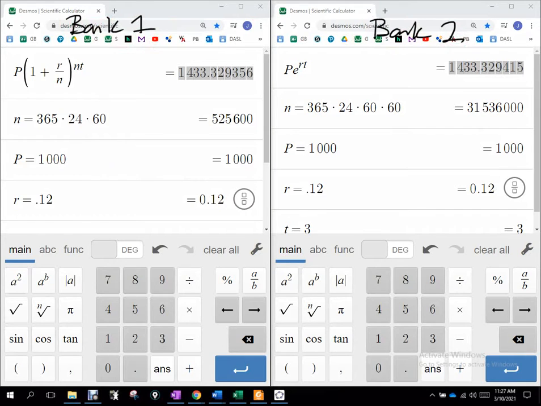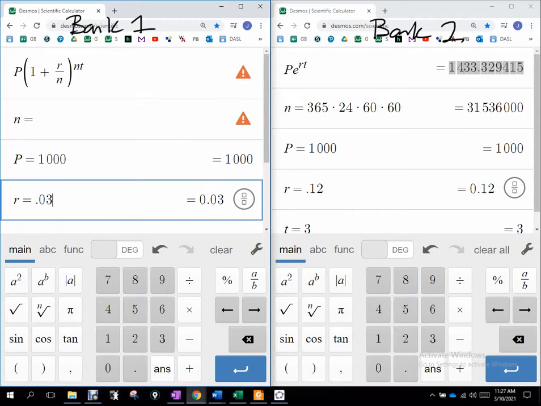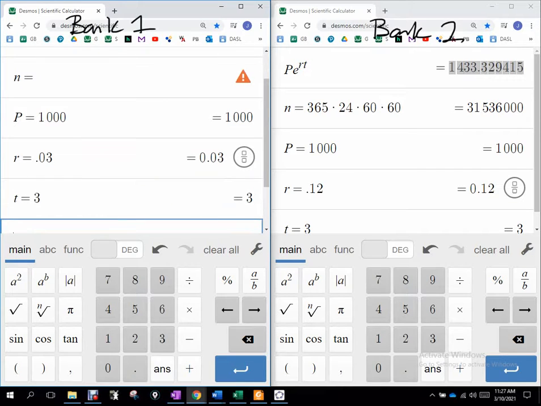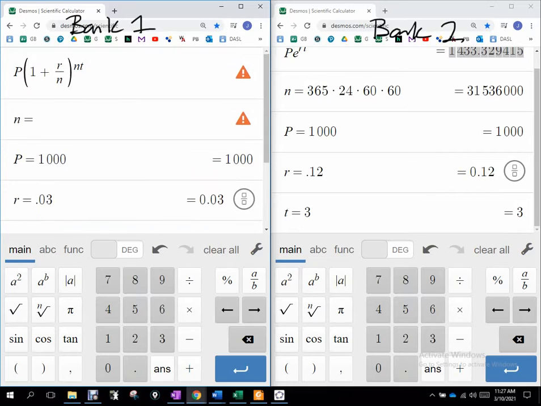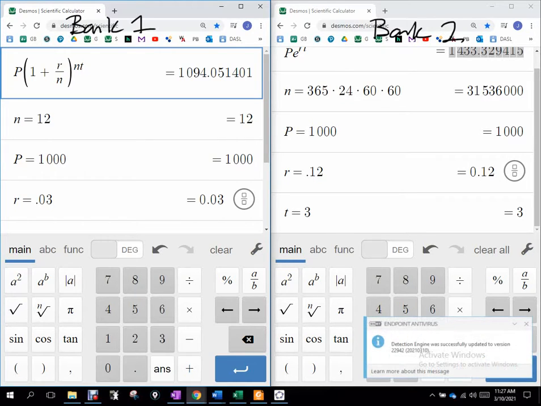Let's say bank one says, we can offer you an interest rate of, let's say, 3%. And we're going to keep this in for 3 years, just as long as this 3 years is the same as the 3 years over here. And they're going to say, well, we can compound it monthly, so we get 12 compounds. You're going to make about $94 off that, and in total you'll have $1,094.51 at the end of that 3 years. Does that make sense?